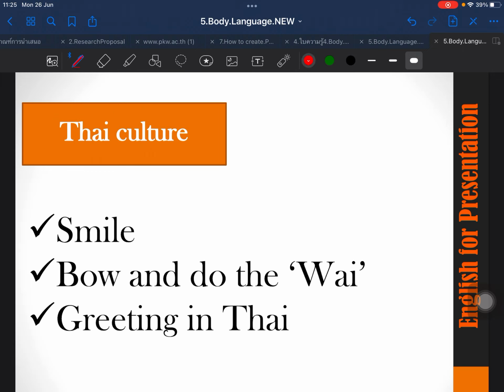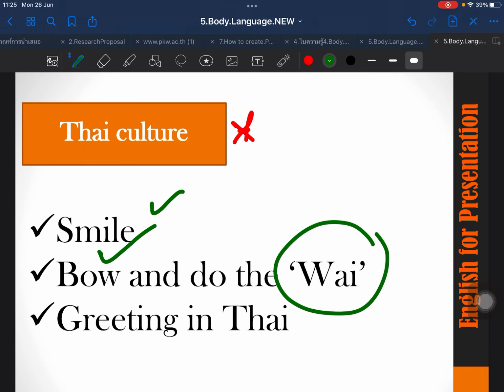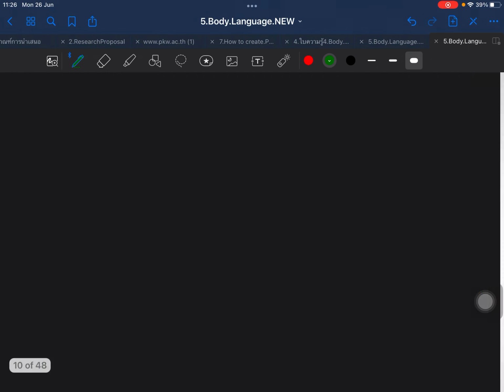the way that you give the presentation, you need to show Thai culture. That means you have to smile, you bow, and also do the wai. The wai is like bowing, right? And then you say Sawasdee krap, Sawasdee ka, greeting in Thai, because we are Thai. That is one of the criteria that you will show Thai culture.